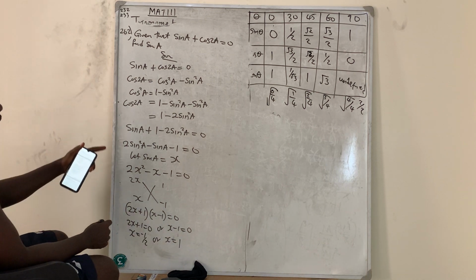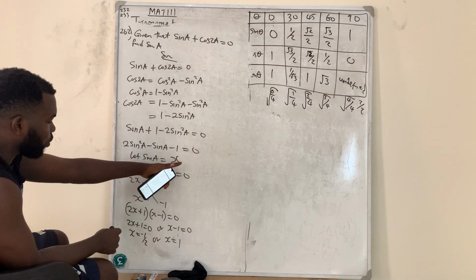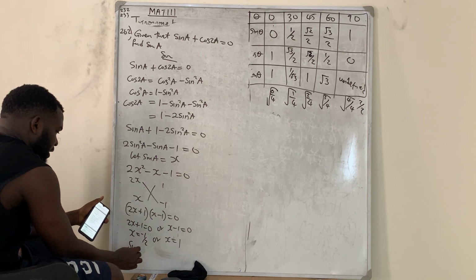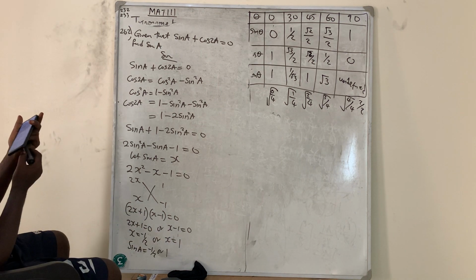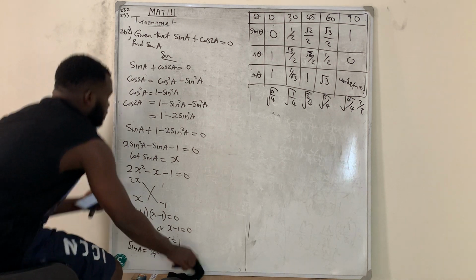So therefore, x is equal to minus 1 over 2, or x is equal to 1. So therefore, sine A is equal to either minus 1 over 2 or 1. So that is that for that. We go to the next question.